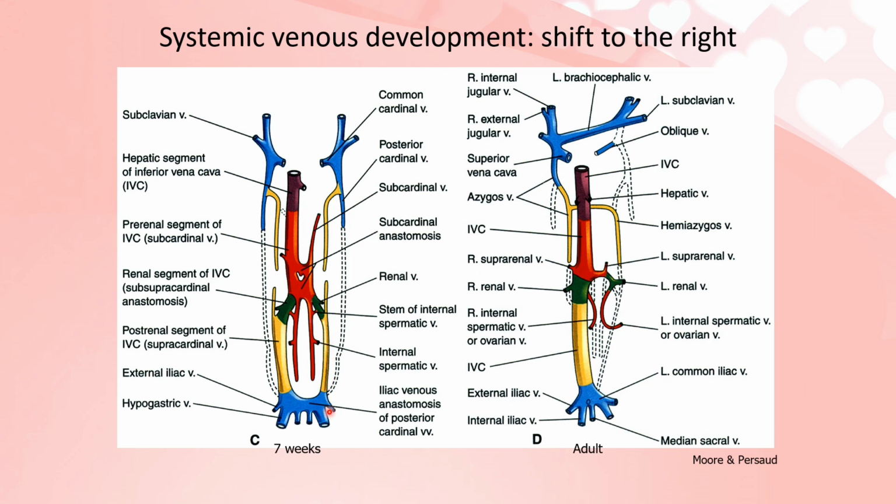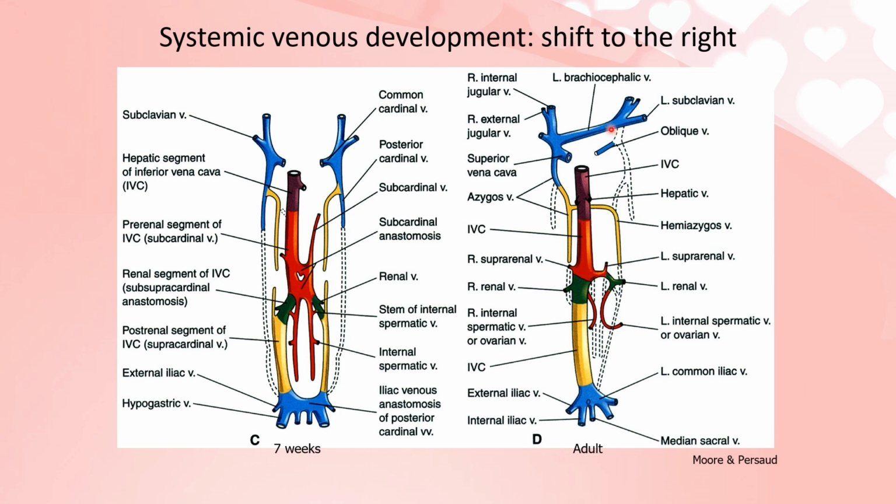On the left side, this supracardinal vein also disappears, and the subcardinal veins also regress. On the left side it forms the left suprarenal, left renal and left internal spermatic or ovarian vein. On the right side, this will contribute to the formation of the inferior vena cava.